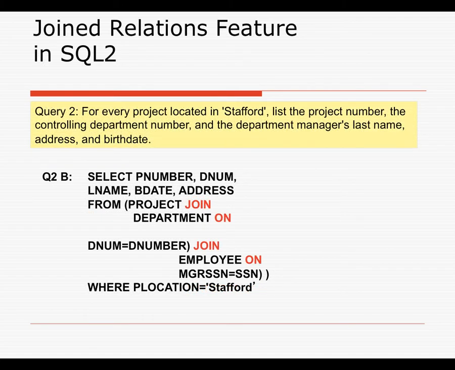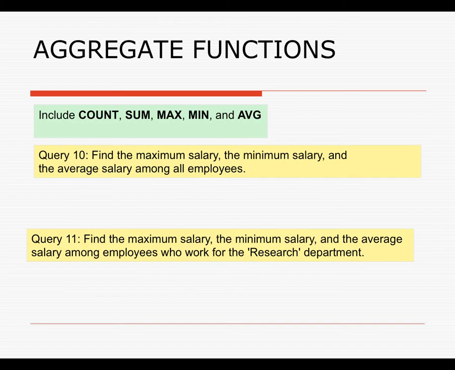Now in SQL 2 or PL SQL, I wanted to show a little bit of a deeper understanding. So for every project located in Stafford, we're going to list the project number, the controlling department number, and the department manager's last name, address, and birthday. So I've got multiple joins because I'm pulling from multiple different sources of information, and this is what the SQL looks like. Now mind you, this is a little bit more complicated SQL than you're going to be asked to write, and more just showing the different things that you can do in terms of the expressions that you can add together.